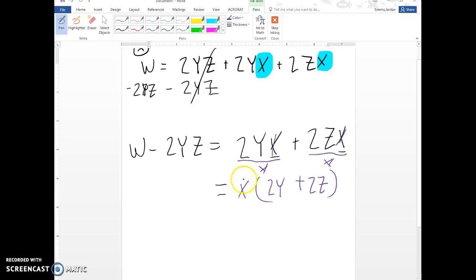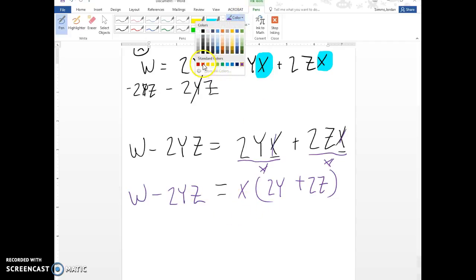So you can see now I have a distributive property type situation. Factoring is really going from two terms down to two factors. Two numbers multiplied together are called factors. Like this is a factor, x, times 2y plus 2z, that's another factor. Now the reason why I did that was twofold. Number one, it gets x out by itself, and number two, it makes this a little bit easier to solve.